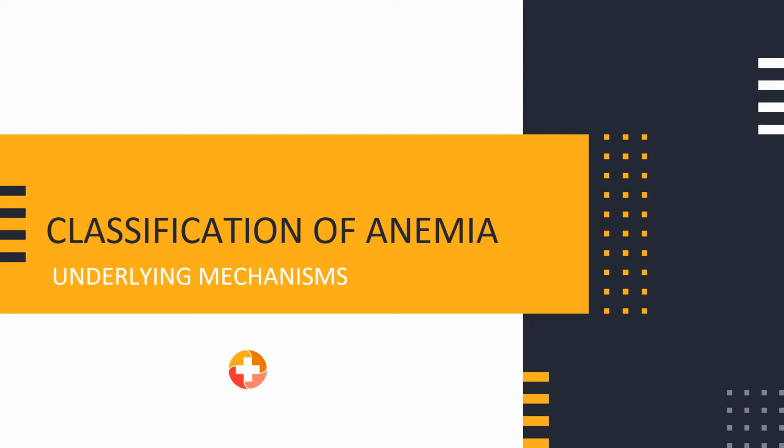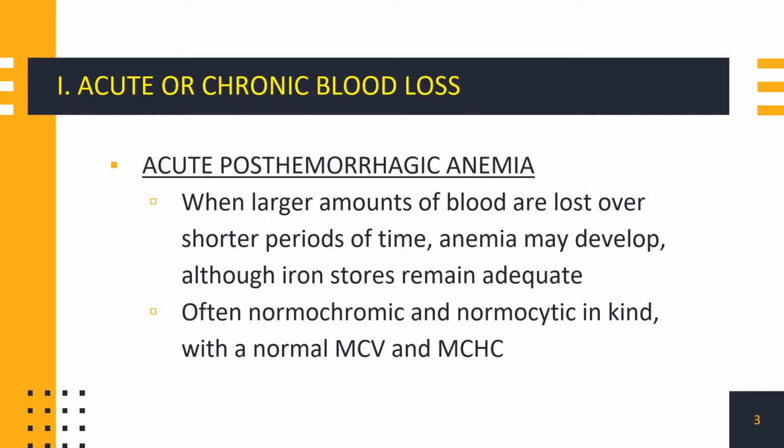I'm going to begin now my discussion with the classification of anemia based on the underlying mechanisms. The first mechanism that I'm going to discuss is about acute or chronic blood loss. Now, blood loss can be considered as acute or chronic.